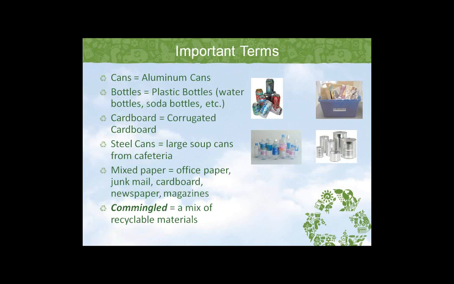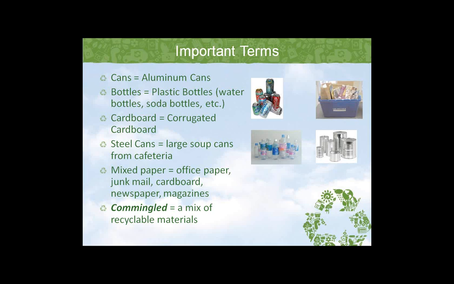Some important terms you should be aware of and know before calculating volume to weight include cans. This would be a typical aluminum soda can. Bottles, which refers to plastic water, juice, and soda bottles. It could also include a bottle generated by the cafeteria staff, like ketchup bottles. Cardboard is the thick, 3-ply paper where you have a flat sheet, a wavy sheet, and another flat sheet. It's essentially a shipping box.